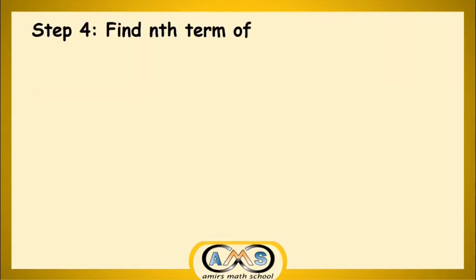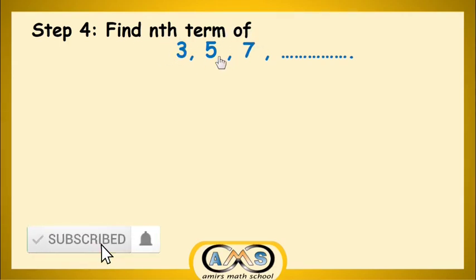Let's go to step number 4. In step number 4, we have to find the nth term of this sequence, which we get from the difference, that is 3, 5, and 7. This one we get from step 3. If we look carefully at this sequence, the difference between the first two terms is 2, and between the second and third term is also 2. So for this sequence, the first differences are equal. That's why we can call this sequence a linear sequence. And we know how to find the nth term of a linear sequence.